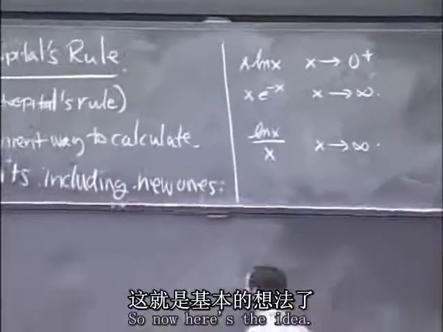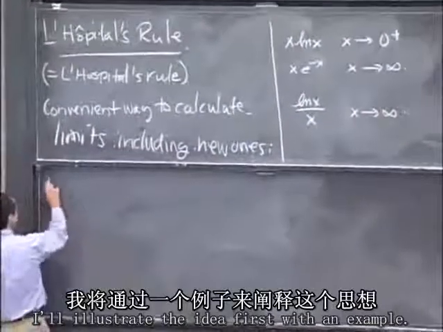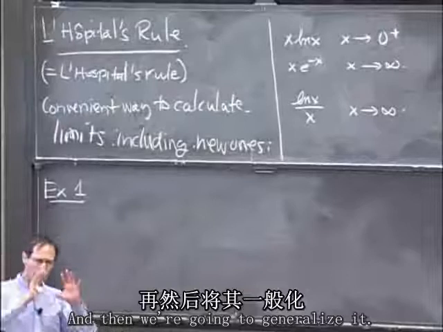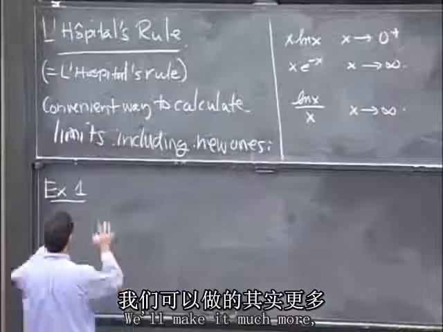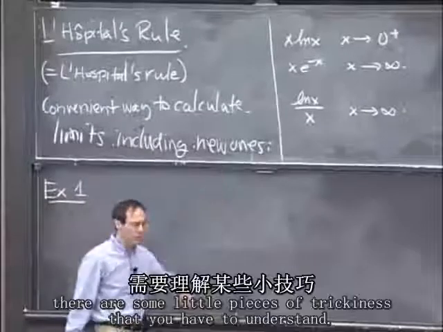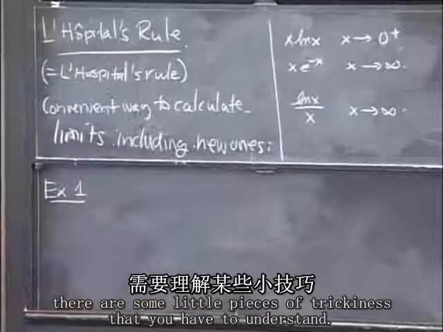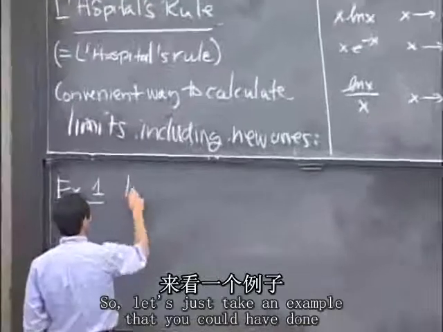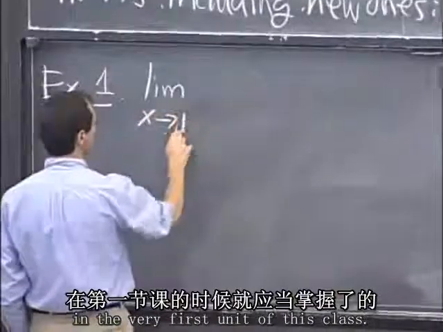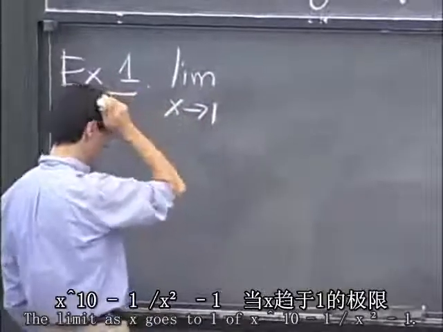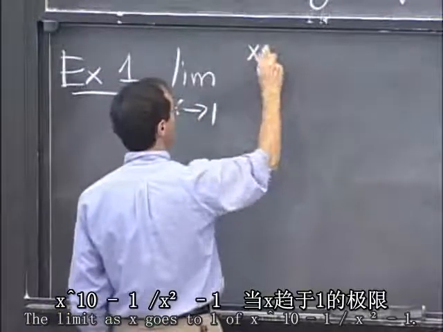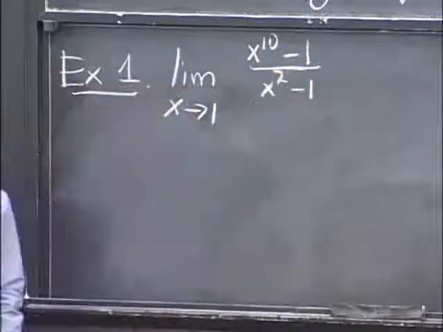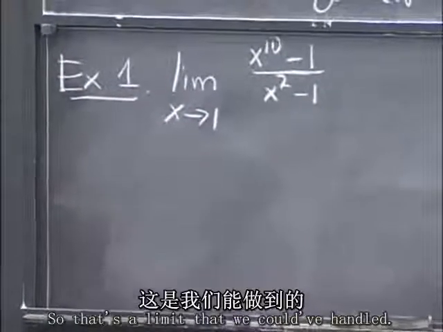All right, so now here's the idea. I'll illustrate the idea first with an example, and then we'll make it systematic, and then we're going to generalize it. So when it includes these new limits, there are some little pieces of trickiness that you have to understand. So let's just take an example that you could have done in the very first unit of this class. The limit as x goes to 1 of x to the 10th minus 1 divided by x squared minus 1. All right? So that's a limit that we could have handled.